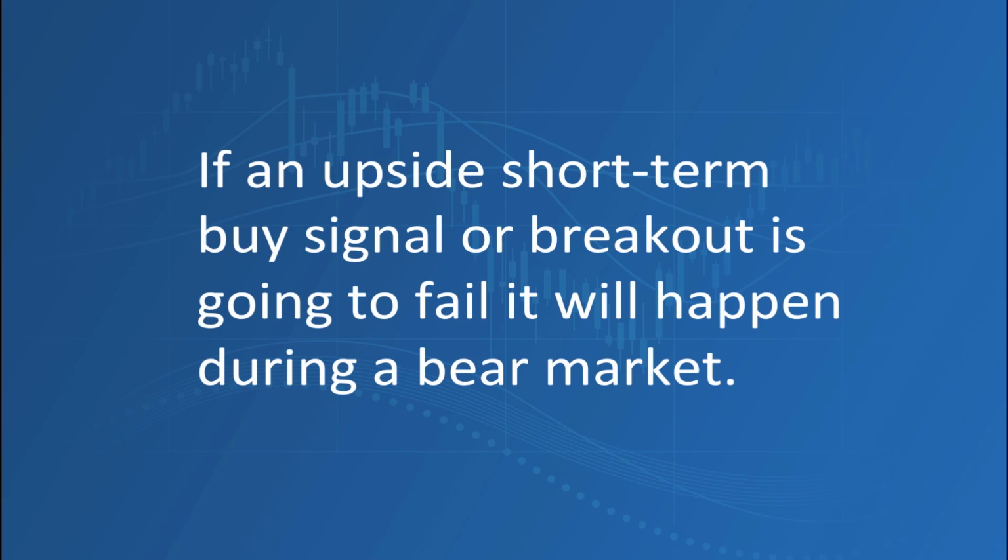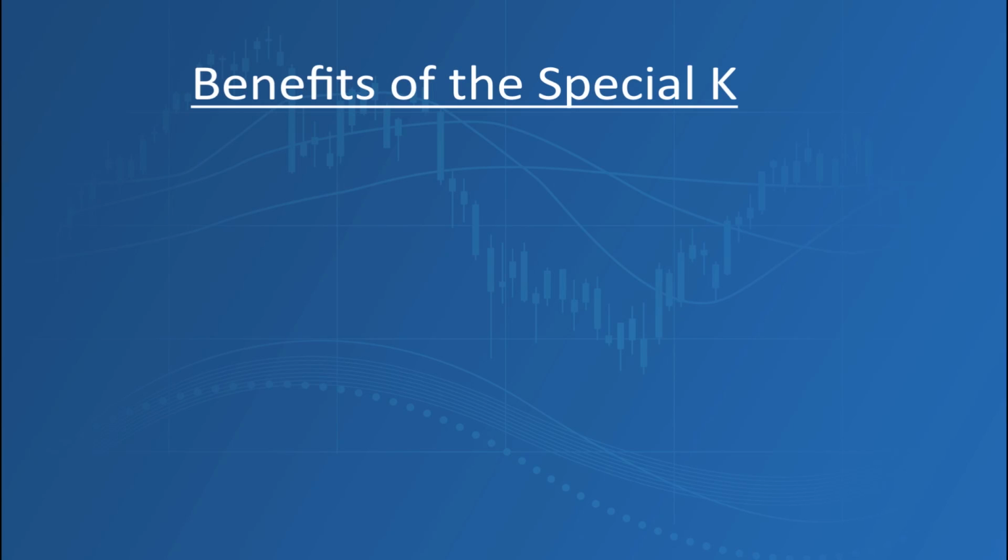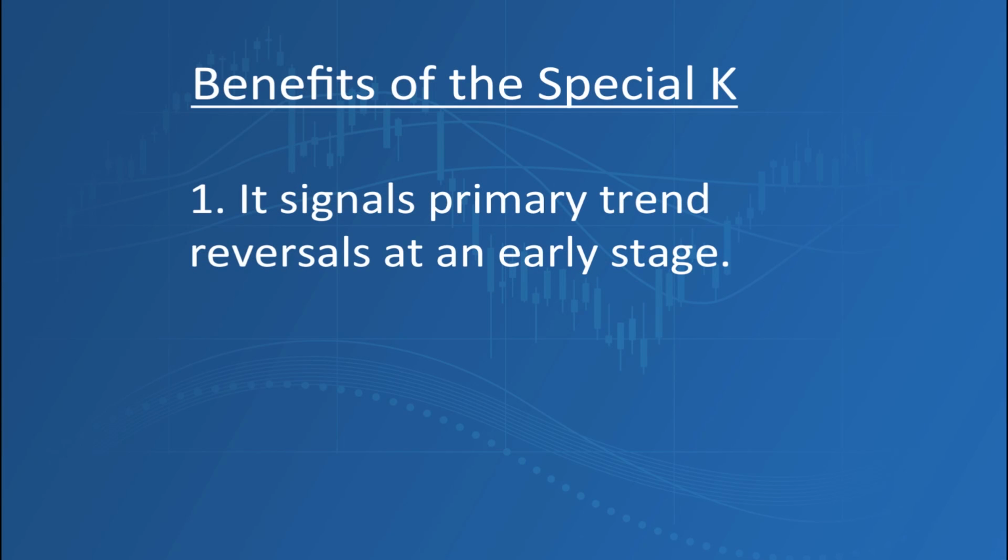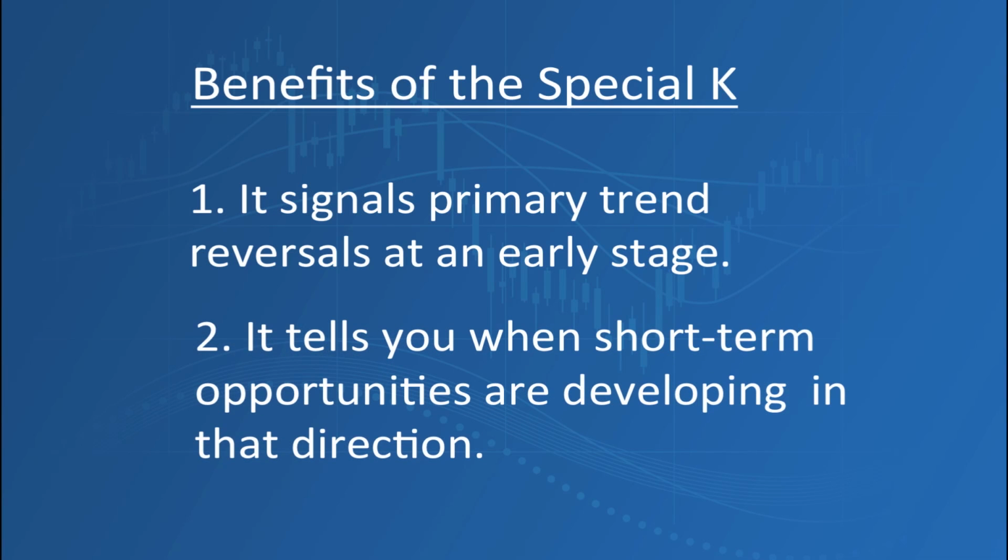That's all very well and good, you may be saying. So how does the Special K help me in my trading and investing? The Special K has two great benefits. First, it signals primary trend reversals at an early stage. And second, it tells you when short-term opportunities are developing in that direction. They say a rising tide lifts all boats. The Special K tells you when the tide is rising or falling, and when to get in or out of the boat. In other words, it helps you capitalize on those short-term bull market buying opportunities and to avoid those potentially deceptive buys on the right-hand part of the diagram when the bear market is in force.